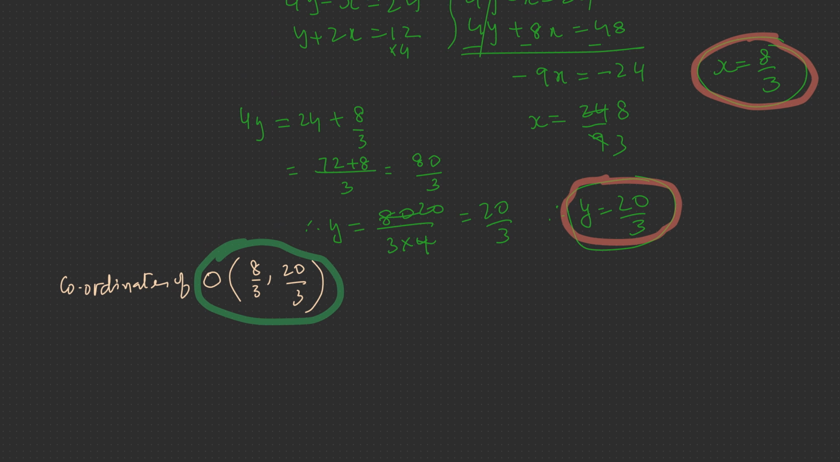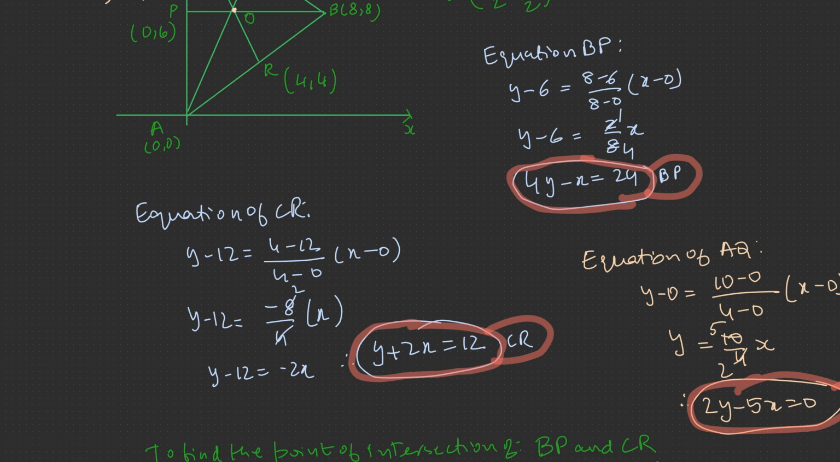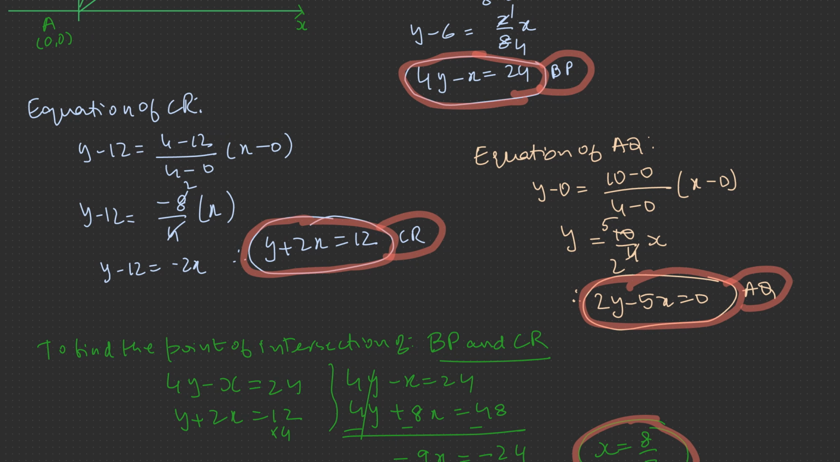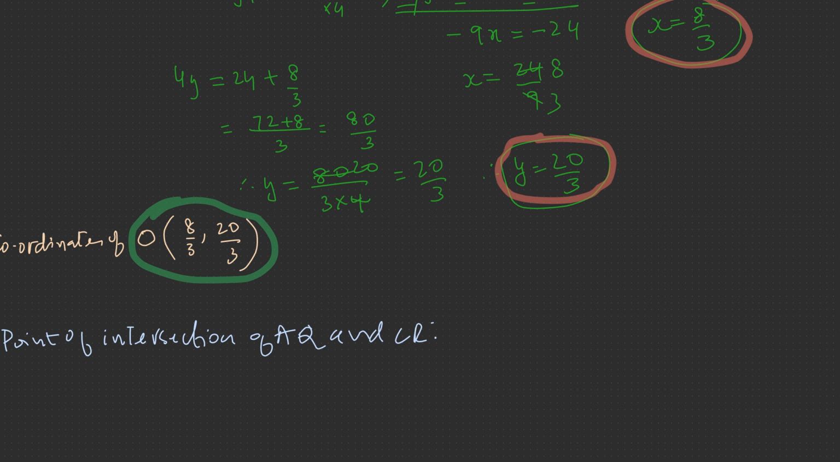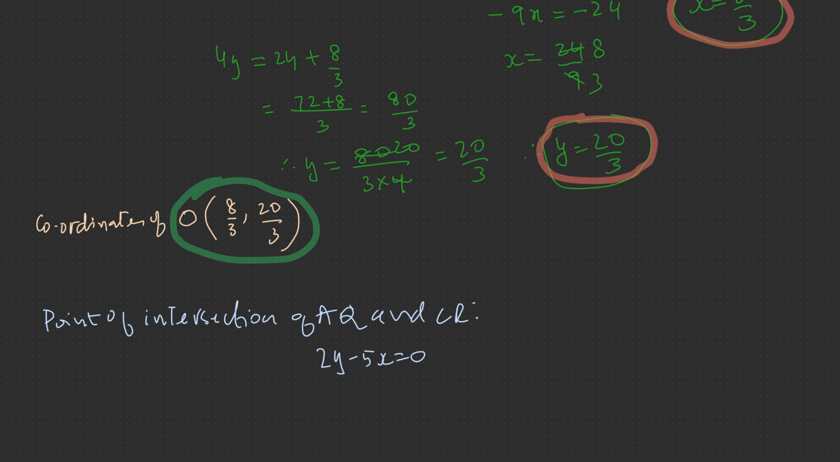So I will say point of intersection of AQ and CR. So AQ, CR is here, AQ, where's AQ here? So that is 2y minus 5x is 0, AQ. So 2y minus 5x is 0, and CR is y plus 2x is 12. So y plus 2x is 12.